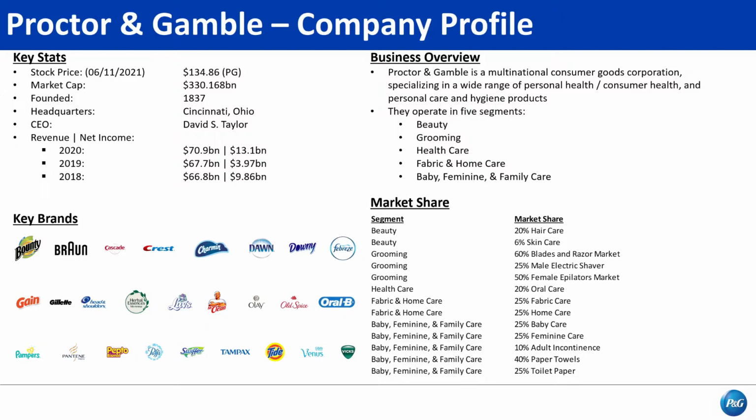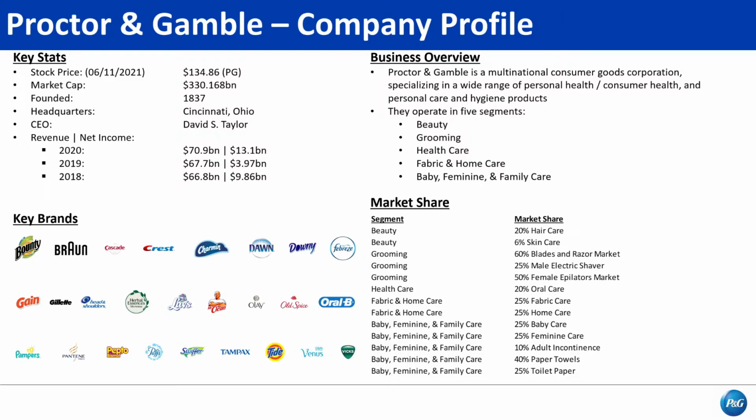If you're not familiar or only partially familiar with P&G, they're one of, if not the largest, CPG companies. Founded in 1837, currently traded at about $135 a share with a market cap of $330 billion. And let's take a look at some of the brands they own, and you'll quickly notice that you probably recognize just about every single one of these, and a lot of them are category leaders.